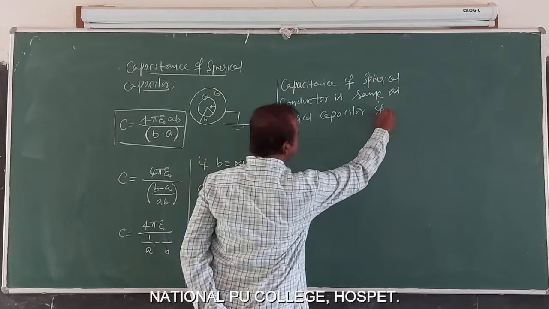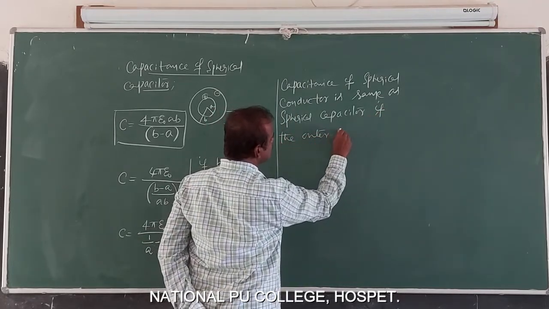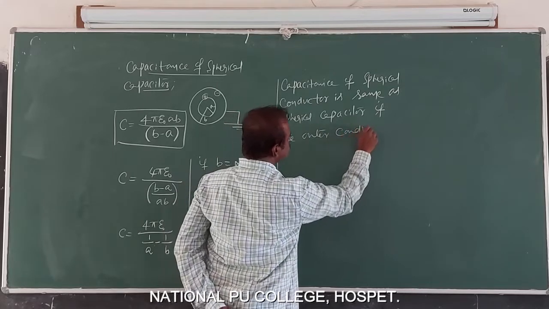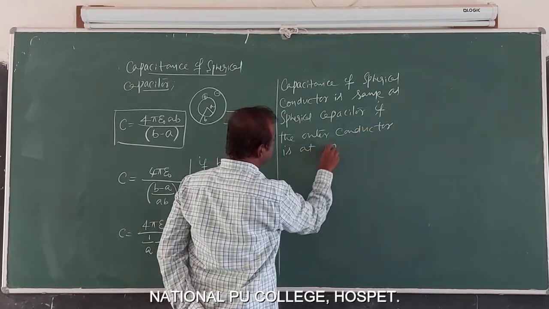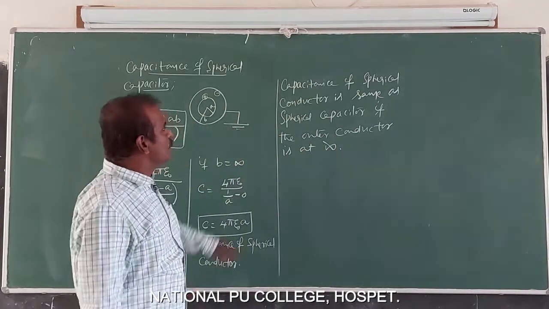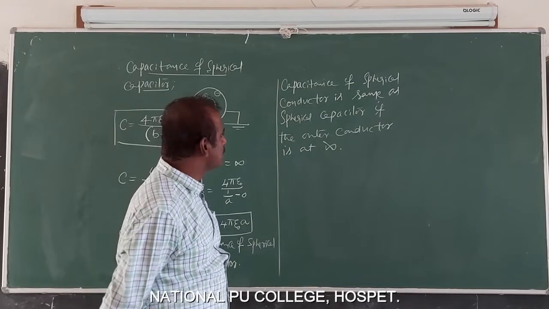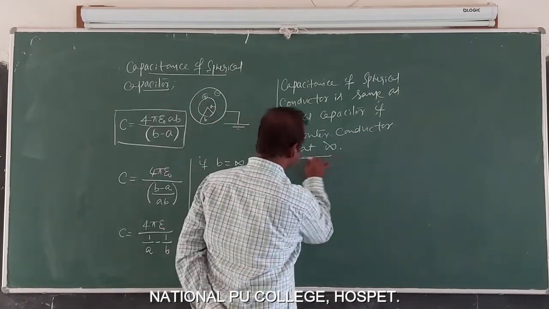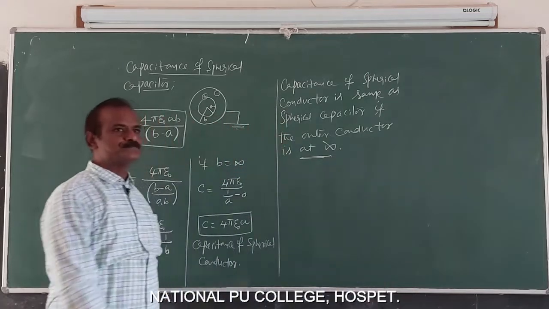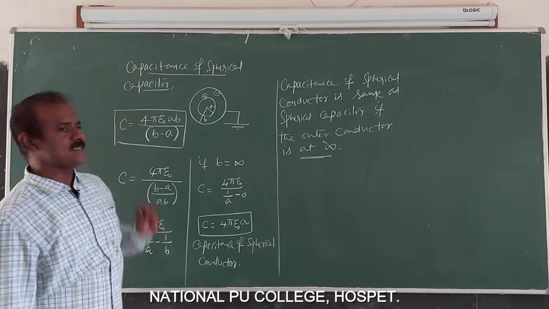If the outer conductor is at infinity. So read the statement. Capacitance of a spherical conductor is the same as a spherical capacitor if the outer conductor is at infinity. Yes. Well, this is about a spherical capacitor, students.